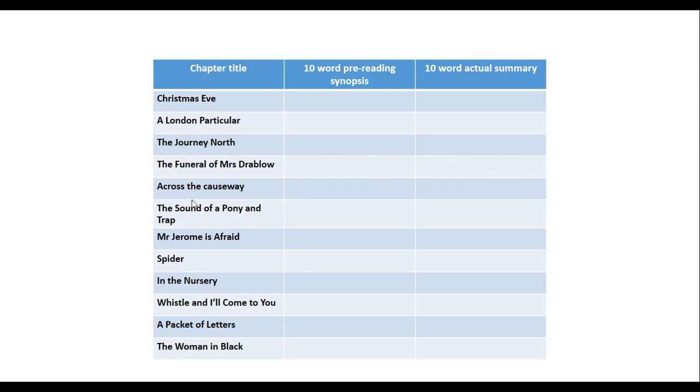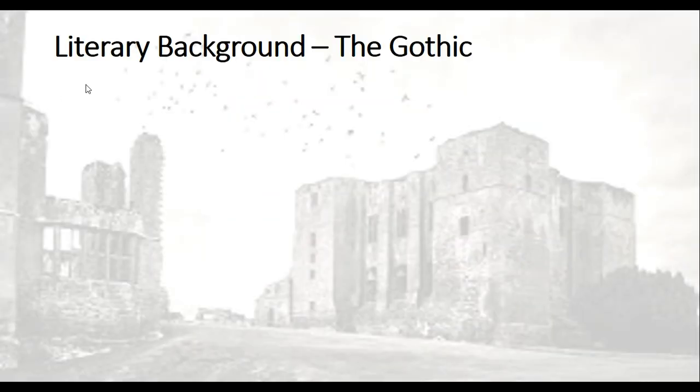So each one of these chapters is titled, and you can use that title to think about what's going on. So here's just an example of what it might look like. You've got a table with your 10-word pre-reading synopsis, and then going back and doing that after the fact.